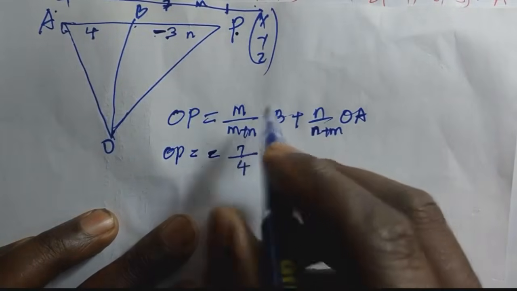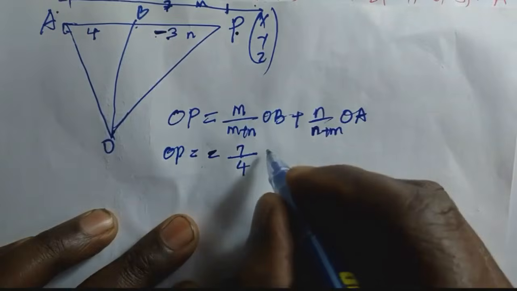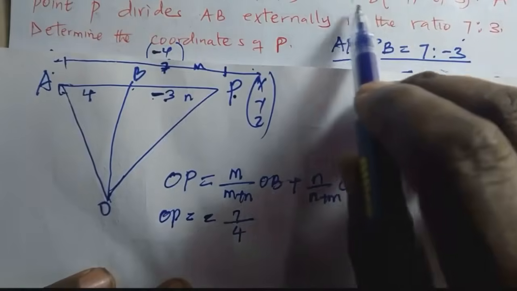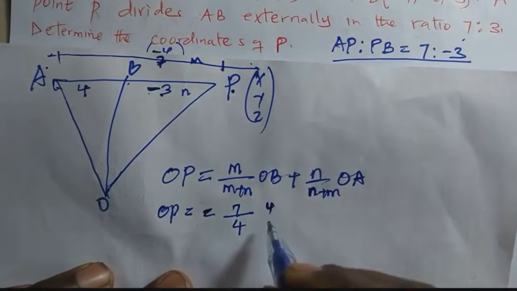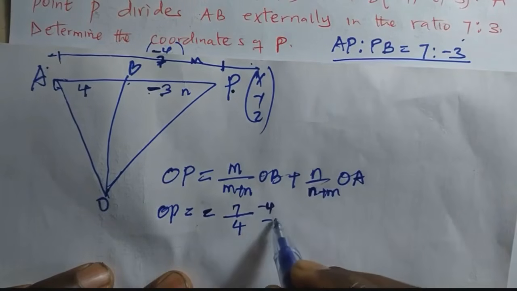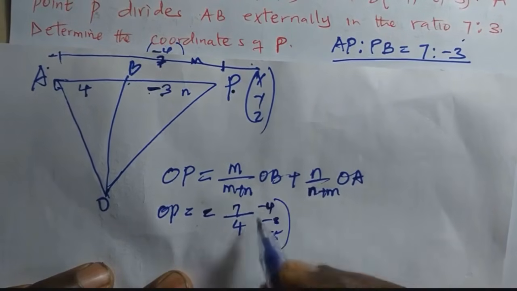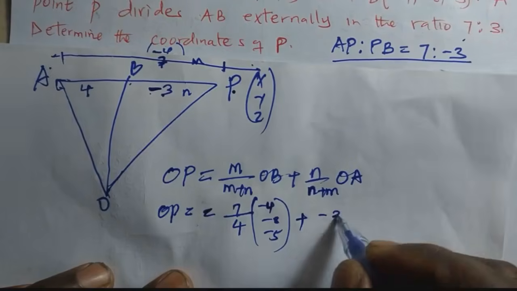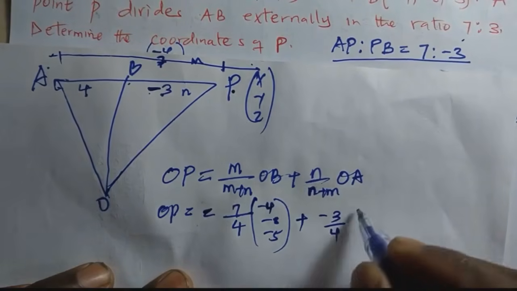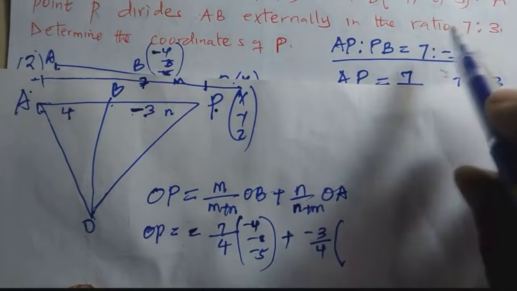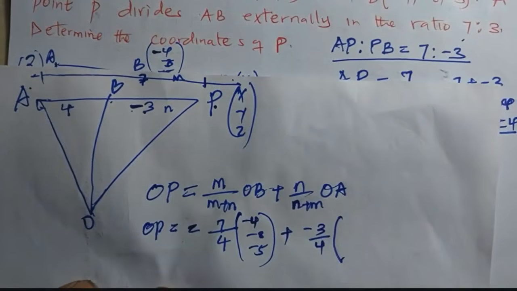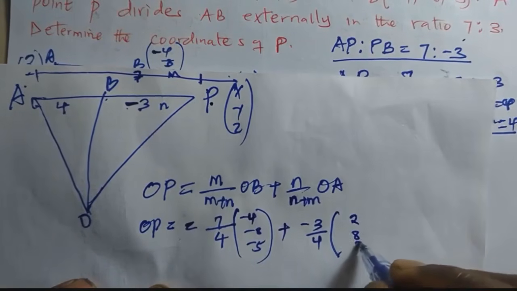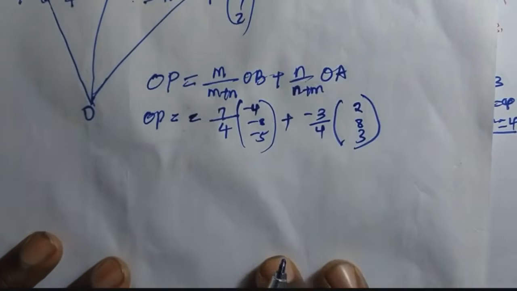OB, what did we get for OB? OB, that is B, that is 4 minus 4 minus 8 minus 5, plus n, which is minus 3 over the total 4 into A, which is 2, 8, 3. So this one will give us OP directly.